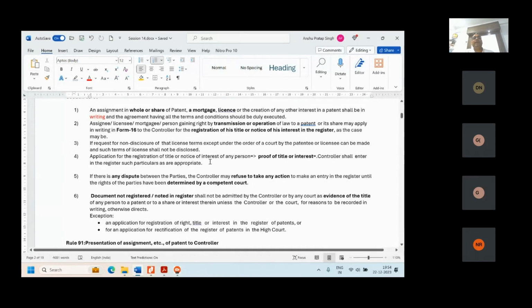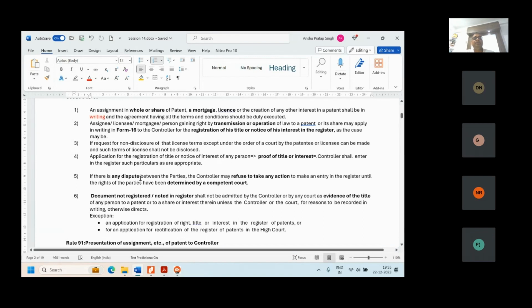Now, application for the registration of title or notice of interest of any person. Simple, when you are approaching, you have to give the proof. Without that, the controller cannot enter it. The proof of title or interest has to be provided. I believe there was a confusion between title and interest. Title is the ownership. Interest is anything less than the ownership. For example, a licensee has an interest, and a mortgagee will get an interest. If you default, he has the right to acquire. This is the interest you have created for it. While entitled, you are the owner, you are the proprietor. You have the right to exercise all the rights which you have.